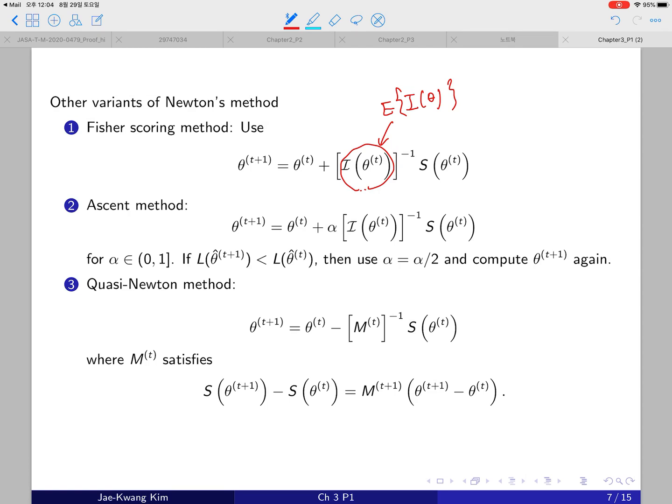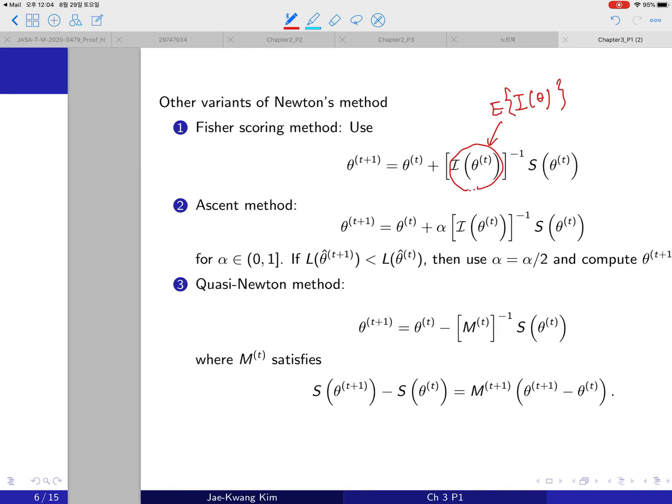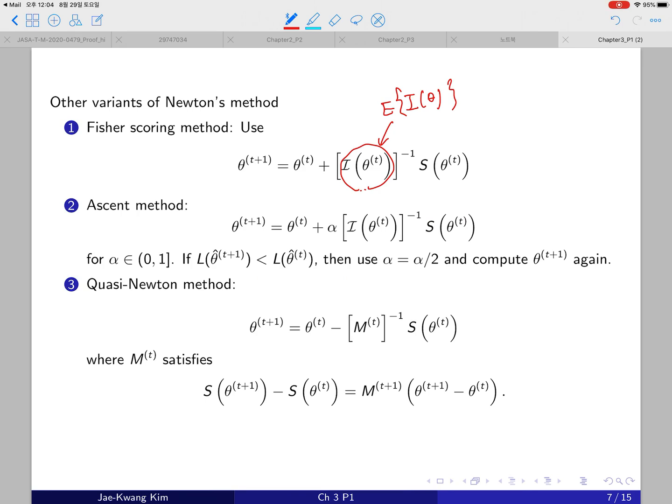One problem with the Fisher scoring method is that the sequence of solutions does not necessarily increase the likelihood function. So if you're doing this, here is the likelihood. Let me write it on the next page.